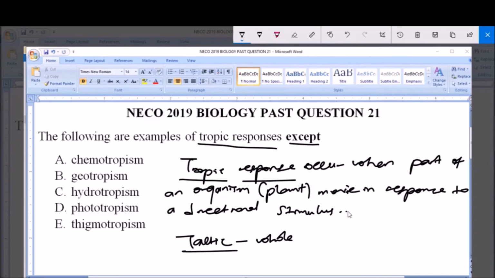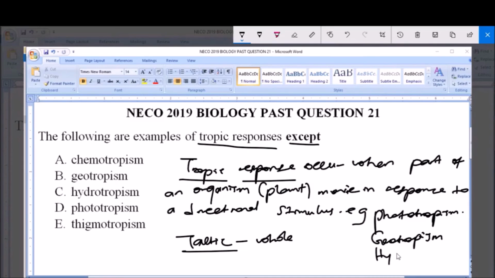Now, examples of this tropic response include phototropism, whereby the part of a plant, like the shoots of a plant, responds to light. It moves in the direction of the light. That's phototropism. Another example is geotropism. Also, the shoot of plants responds to gravity. That's geotropism. Those are parts of the plant, not the whole plant.